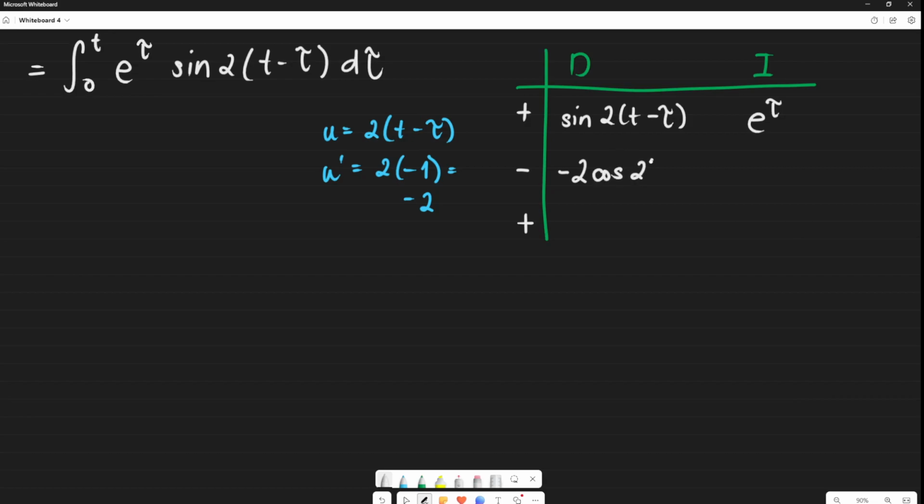Then our original angle. Then again, the derivative: negative 2 times negative 2 is positive 4. However, the derivative of cosine is negative. So therefore, this will be negative 4 sine. Why did it become 4? 2 times negative 2 times 2. Right? Negative 2 times negative 2 is positive 4. The negative came from the derivative of cosine.